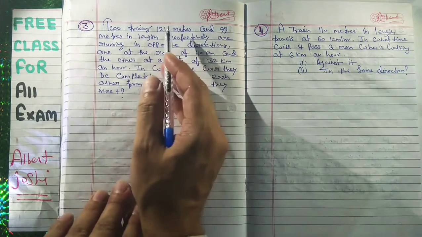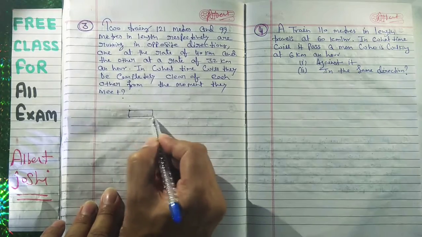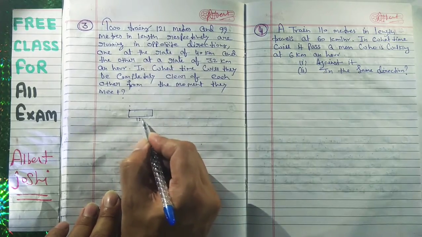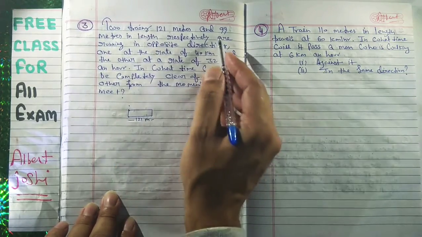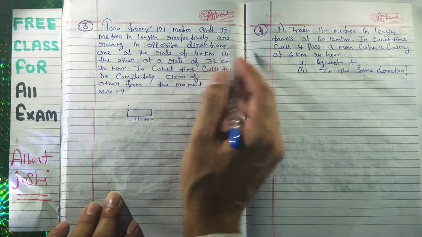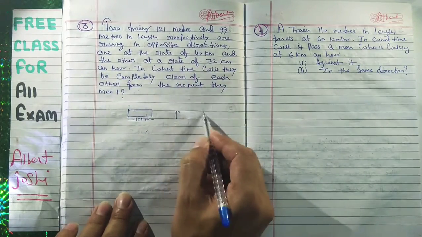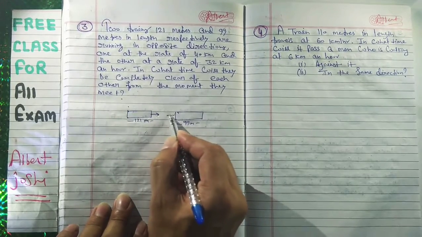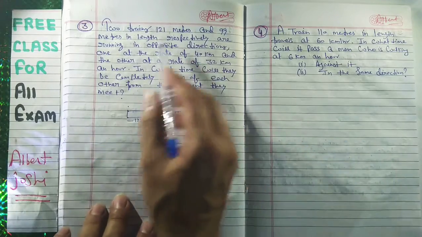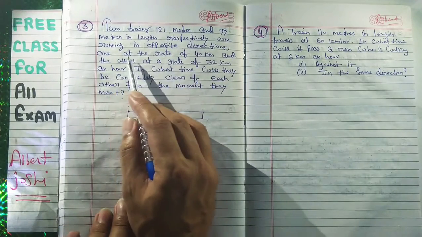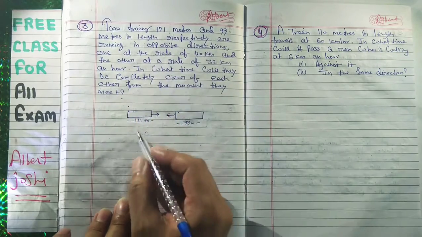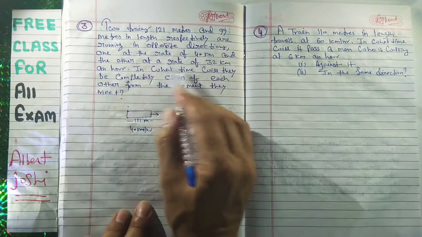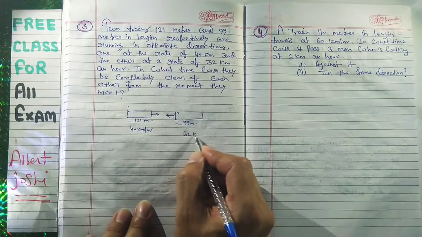Now third, you have two trains, 121 meter and 99 meter in length respectively, running in opposite direction. One train is 121 meter and the second is 99 meter. One is moving here and the other is moving here, in the opposite direction. One has a speed of 40 kilometer per hour and the other has a speed of 32 kilometer per hour.